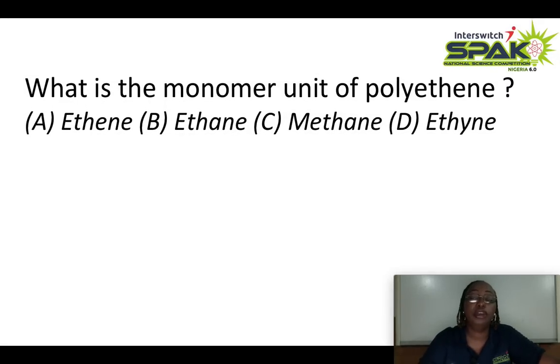What is the monomer unit of polyethylene? Polymerization is when you have two or more monomers coming together to give you a polymer, which is a bigger compound. So the monomer is the smaller unit of the polymer. So for this question, the right answer is ethene. Ethene is the monomer unit of polyethylene.